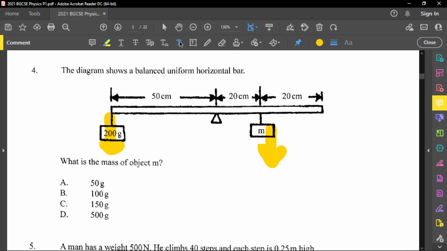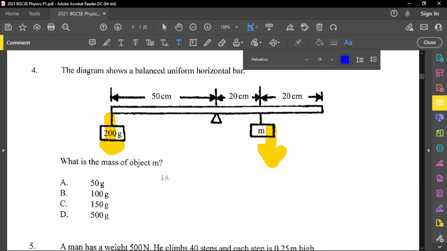But what is important to note is that normally when you're doing moment of force, you actually change the mass into force. But you do not need to do that here because the answer will be the same anyhow. As a matter of fact, our answer is going to be in grams, so you can just leave it in grams. There's no need for that.